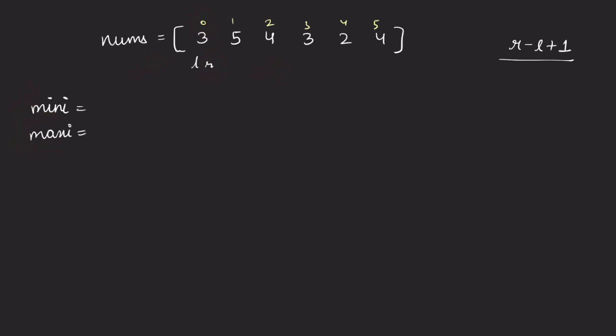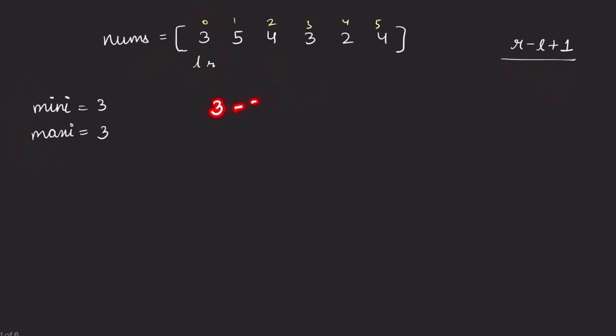So let's see what we are going to do. Initially L and R both are at index 0, right? So mini and maxi both will be updated and they will become 3. Now the maximum element is 3, the minimum element is 3, their difference is 0, which is less than or equal to 2. So we should count this subarray. Inside this, we will update the count, which will be 0 minus 0 plus 1, that is 1. So answer will become 1. Now our R will move forward, it will come here.